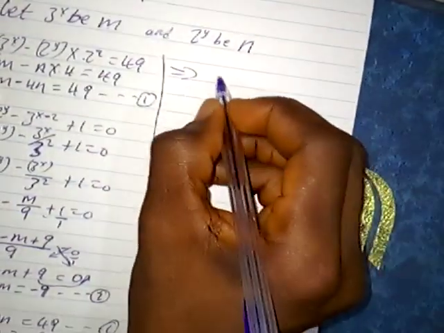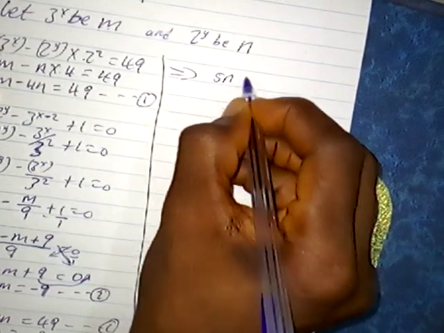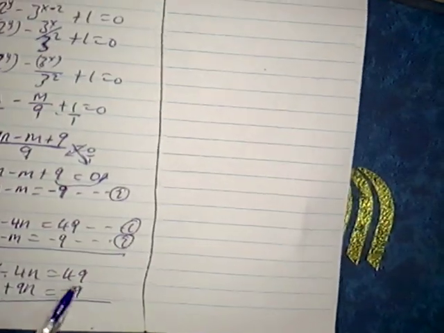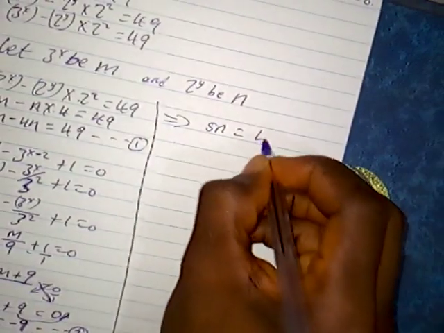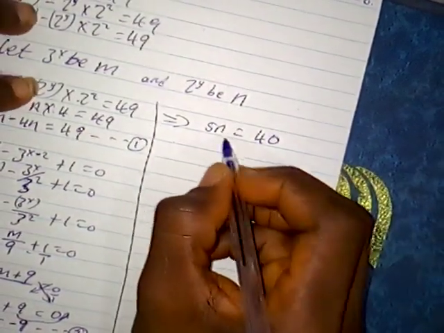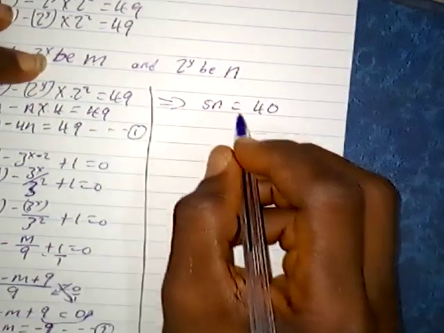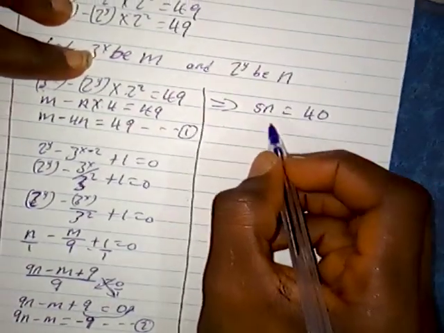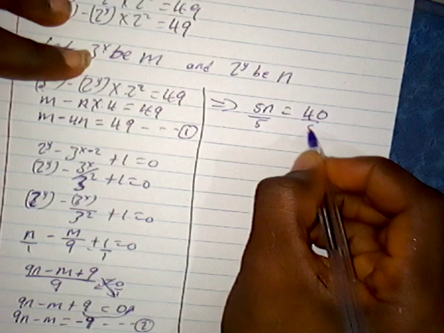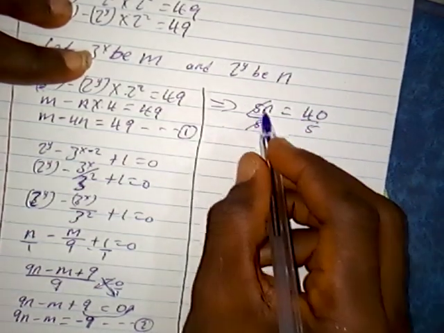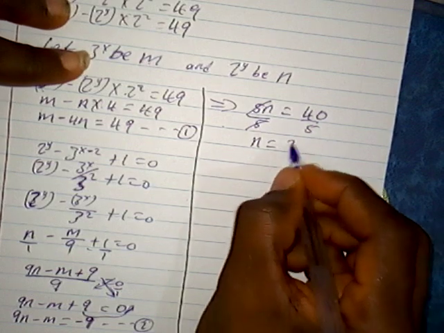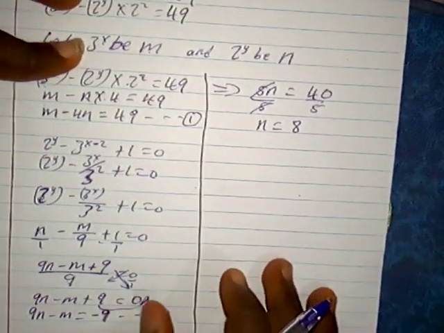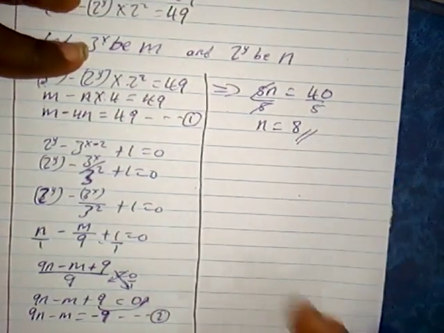Minus 4n plus 9n is going to give us 5n equals, see, 49 minus 9 is going to give you 40, right? Now we find the value of n. We divide both sides by what? 5. Divide here by 5, divide here by 5. This cancels this. What is n? n is equal to 40 divided by 5, which is 8. You see? Good. Now we have the first value of n.